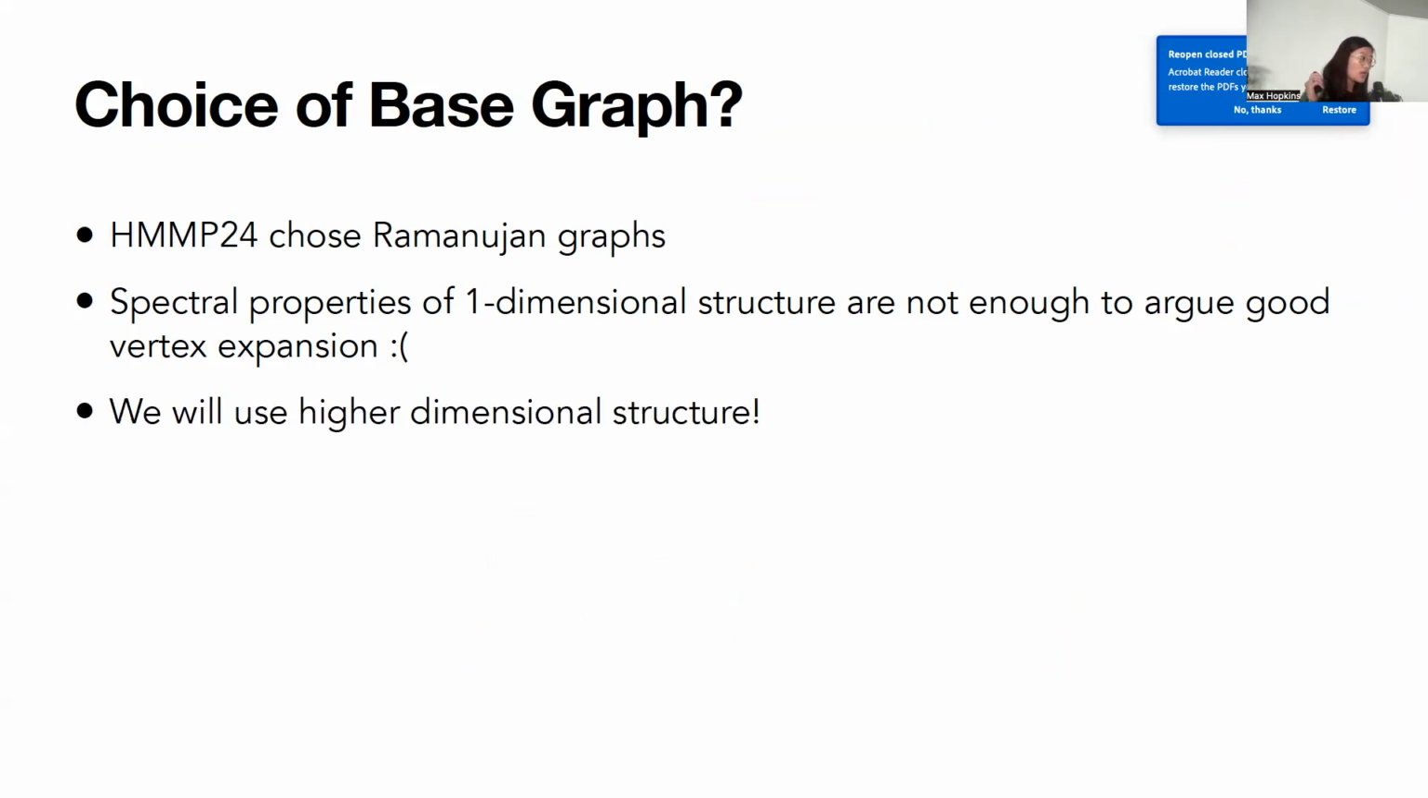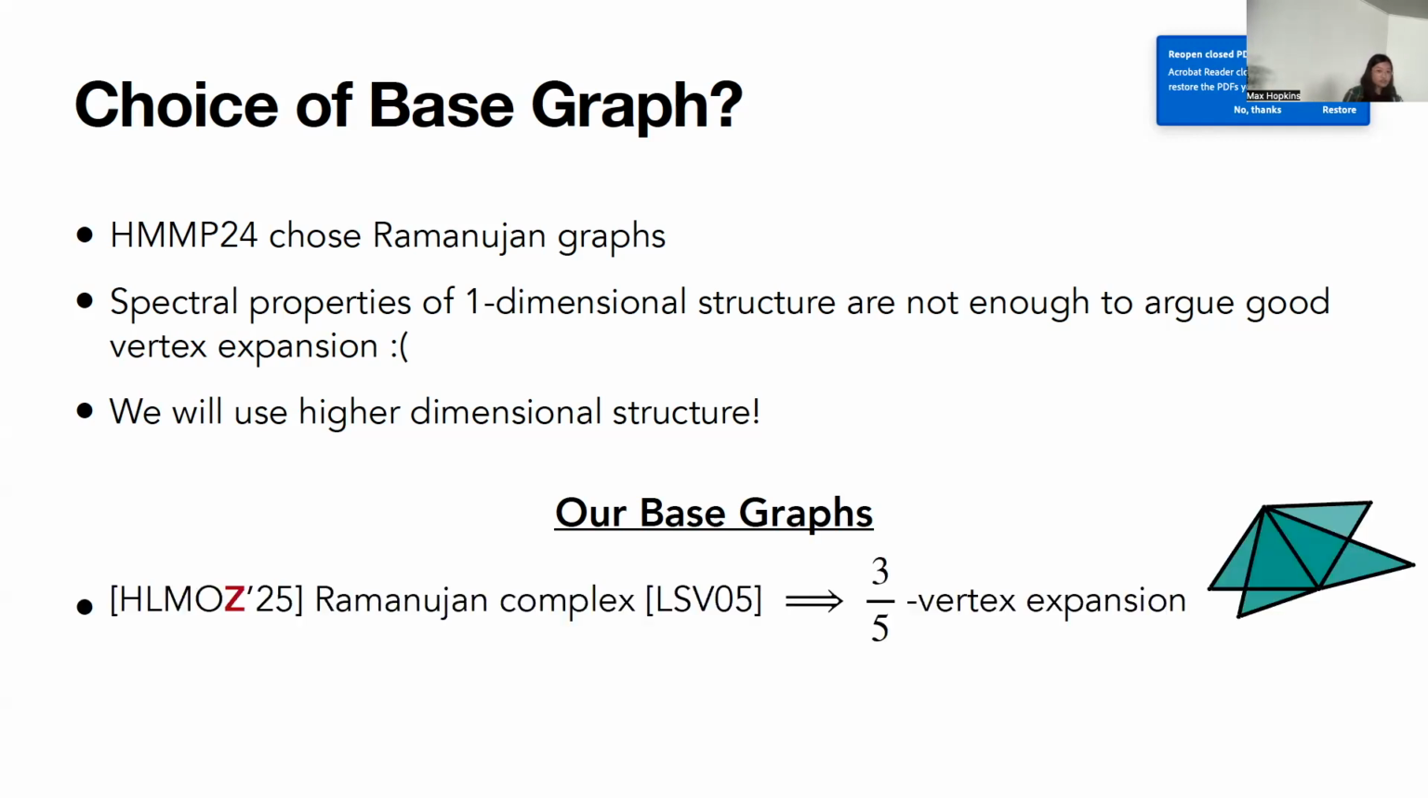So our observation or idea is going to be to use a base graph that also additionally has some higher dimensional structure. And we're going to leverage both the spectral properties and the higher dimensional structure to actually analyze our construction. In particular, the base graph that we choose in the first work is going to be the Ramanujan complex, which is one of the HDXs that Max was talking about yesterday. And using that, we're going to be able to get 3/5 vertex expansion.